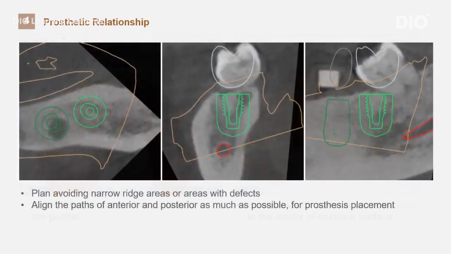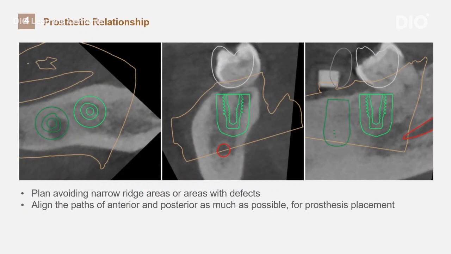It is also advisable to plan the implant after checking the CT images to avoid placing in the narrow ridge or in the areas with bone defects. This is because the success rate is higher if the implant is placed in a location with sufficient bone width. If the implant is planned in a location with a defect, there is high probability of problems occurring, such as deviation from the path or degraded initial stability at the time of the actual procedure.